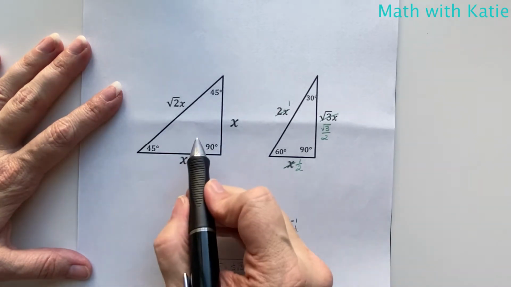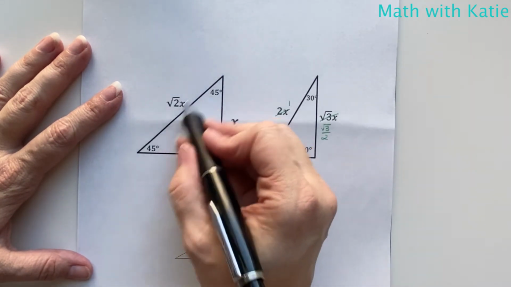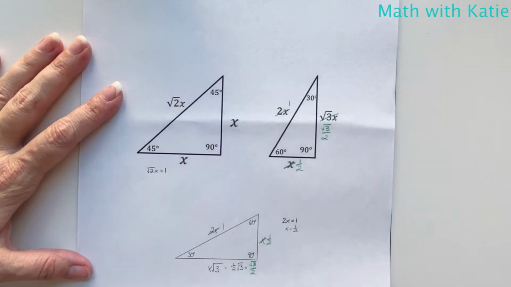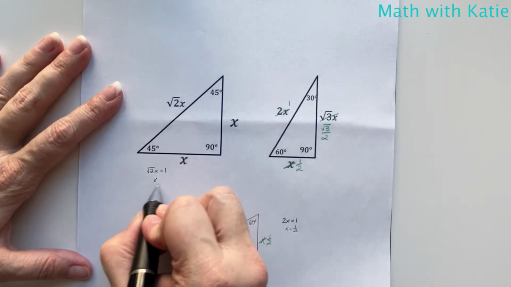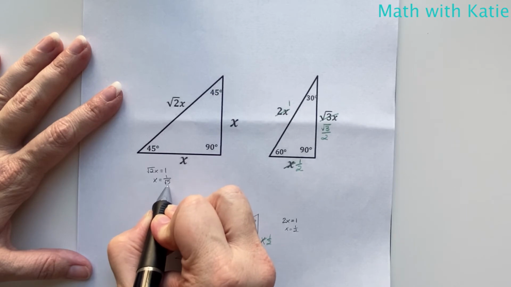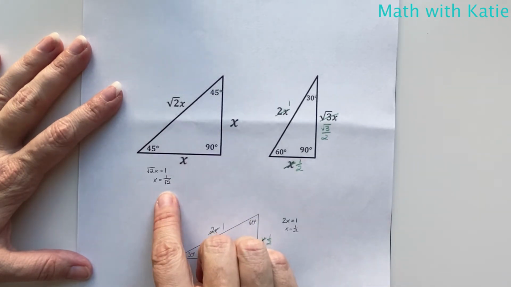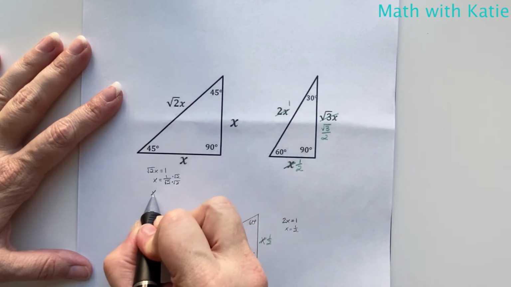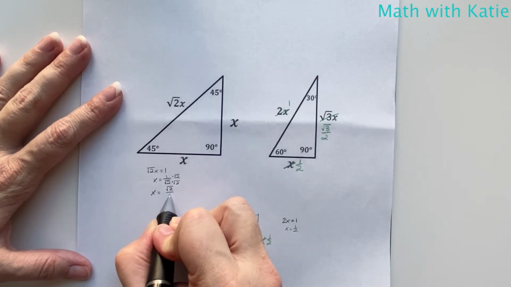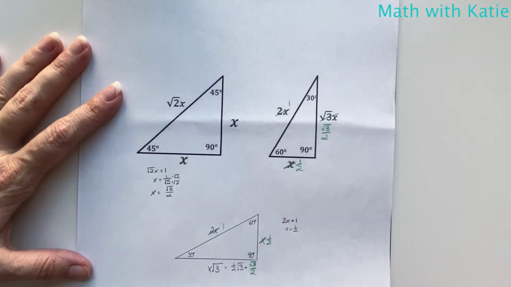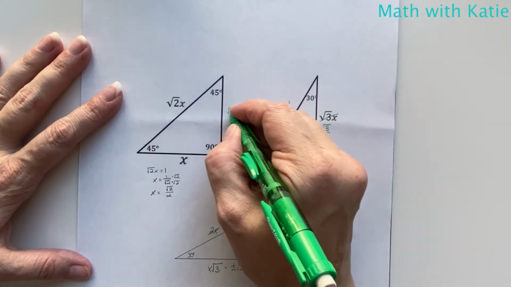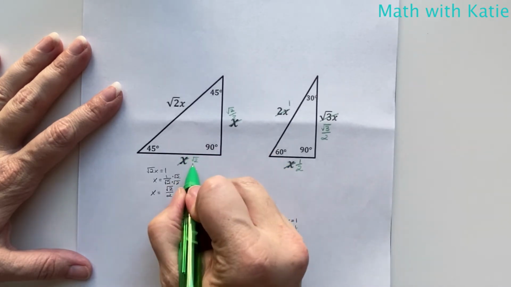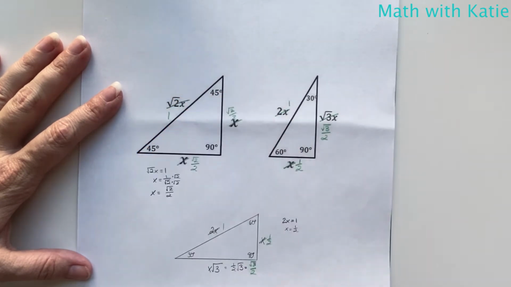Now, what about our 45, 45, 90? We take our hypotenuse, √2 times x, and make it equal to 1. Divide both sides by the √2. Since we can't have a radical in the denominator, we're going to rationalize it. So x equals √2/2. So this side is going to be √2/2, and this side is going to be √2/2. And again, our hypotenuse is 1.